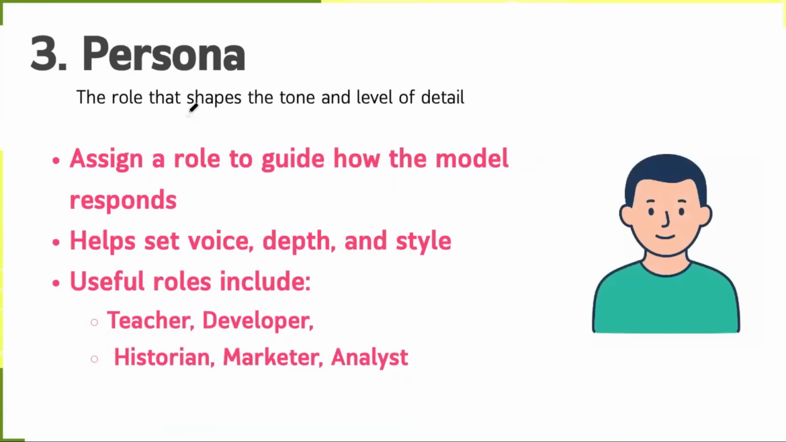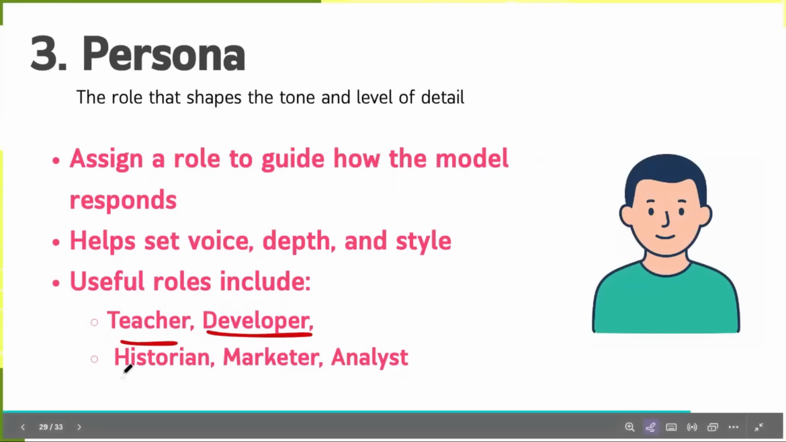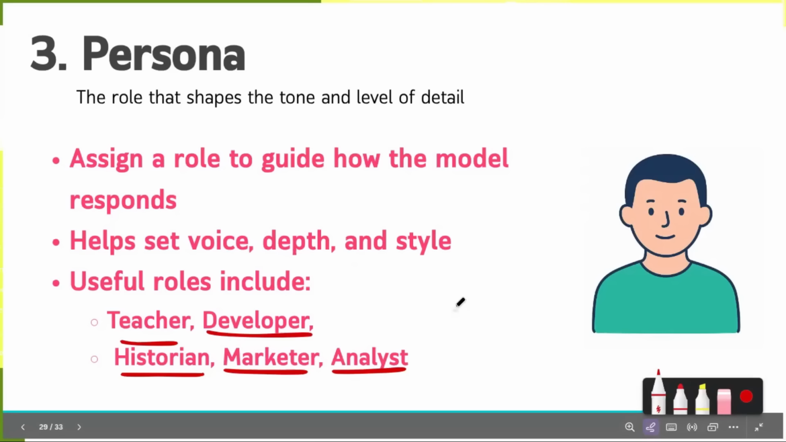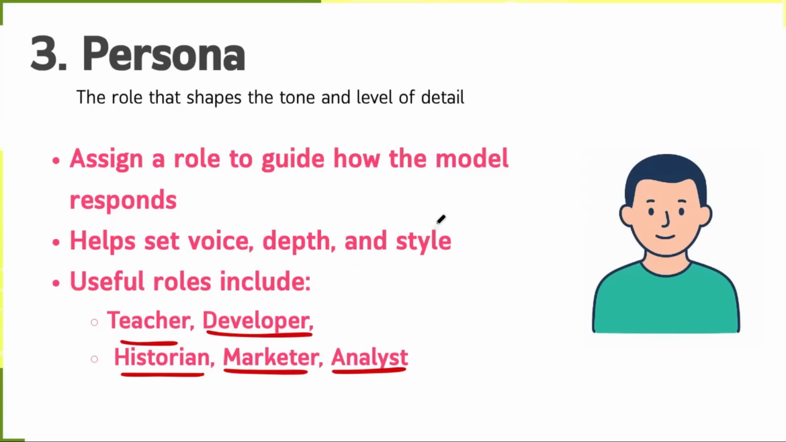The third one is persona. Persona is the role you give to the model so it knows how to sound and how much detail to include. This role shapes the tone, the style, and even the way the answer is organized. For example, if you choose a teacher, the model explains things step by step. If you choose a developer, the answer becomes more technical and direct. A historian adds context and storytelling. A marketer focuses on persuasion. An analyst looks for patterns and insights. By picking the right persona, you guide the model to respond in a way that matches your goal and feels more natural for the task.